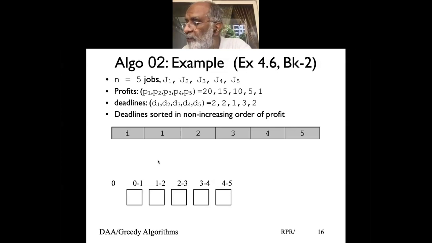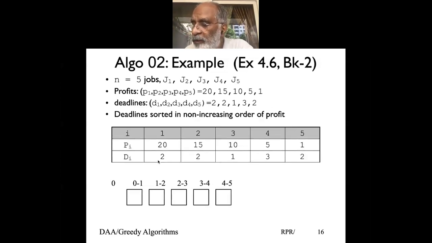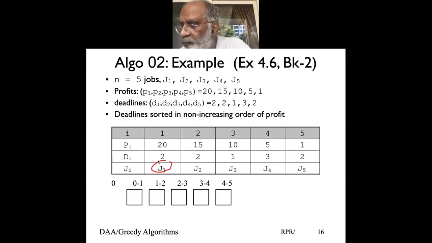Let's look at the first job, J1, with a deadline of 2. So schedule J1 in the deadline of 2. So my J1 is scheduled. Now look at job J2, the second job, with a deadline of 2. Slot 2 is occupied. So look at the previous slot. If any other slot is empty, schedule it there. Slot 1 is empty. So J2 is scheduled into slot 1.